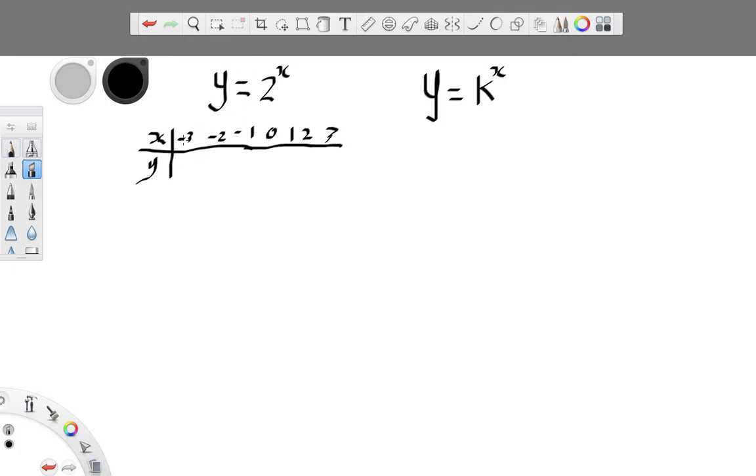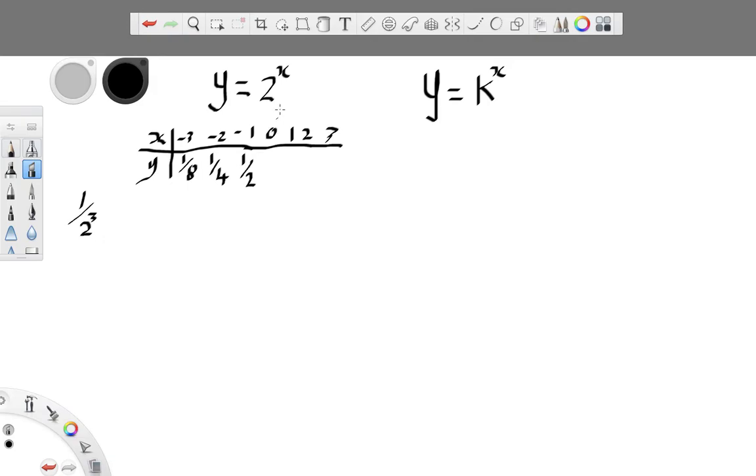So substituting x in, so we've got 2^-3, and that's 1 over 2 cubed, which is an eighth. Then -2, so 2^-2, well, that'll be 1 over 2 squared, which is a quarter. And then 2^-1, well, that'll be 1 over 2^1, which is a half.